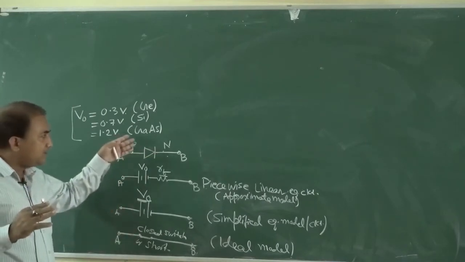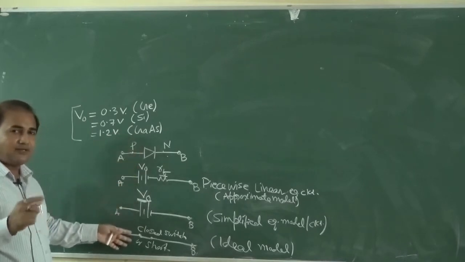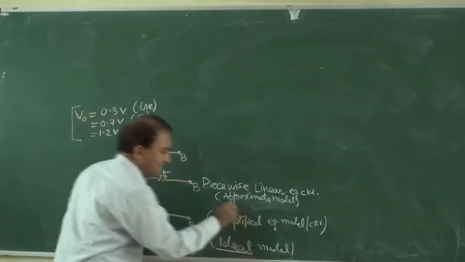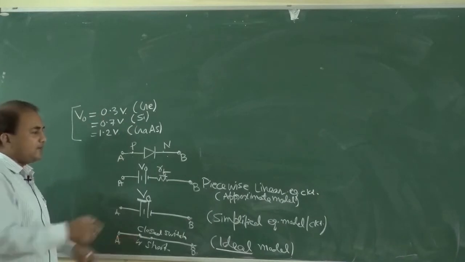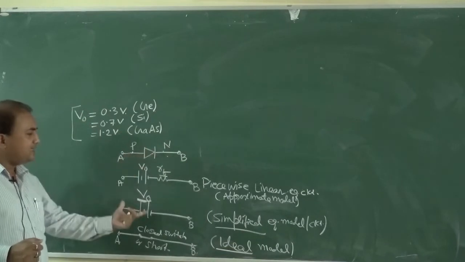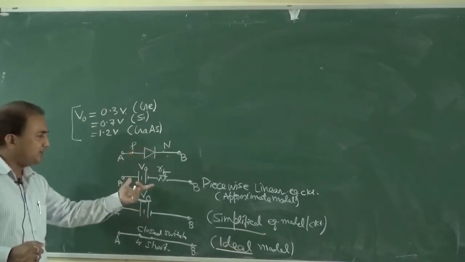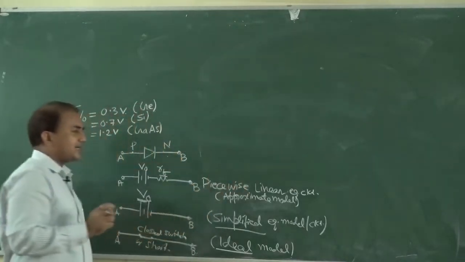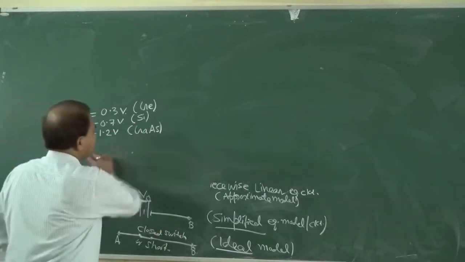So we can replace this diode like this, or like this, or like this, depending upon the conditions. If we are assuming the diode as ideal, then we replace it with this model. If we are using the simplified model, then we replace it with this model. Similarly, we use this model if we are assuming the piecewise linear equivalent circuit or approximate model. So this is clear.